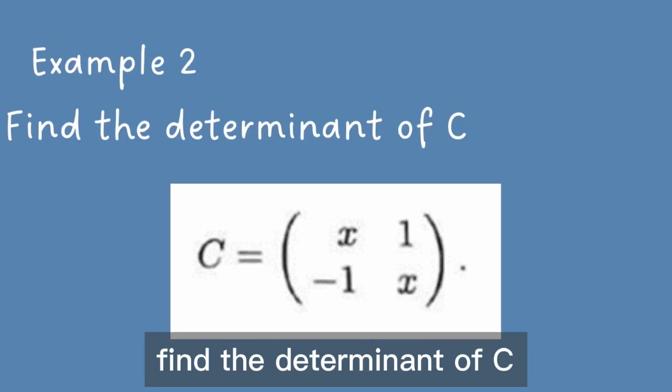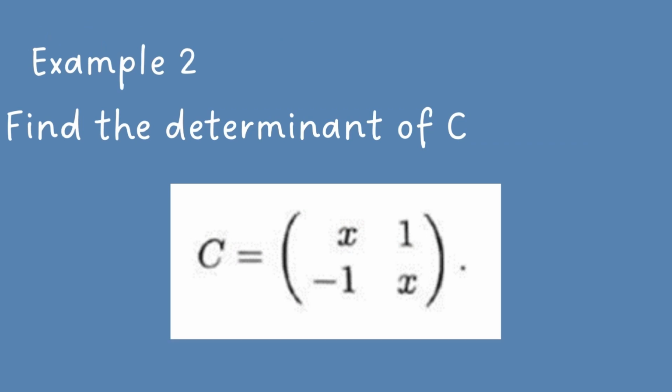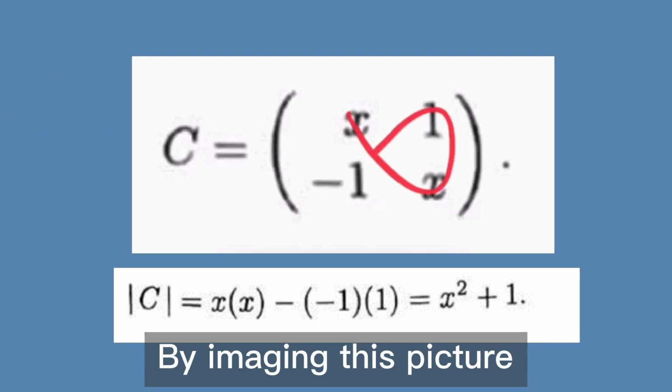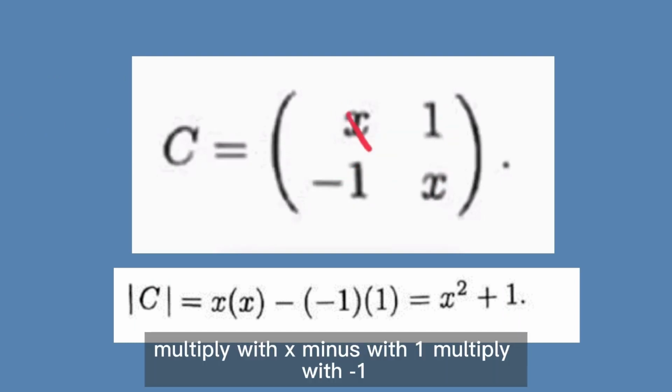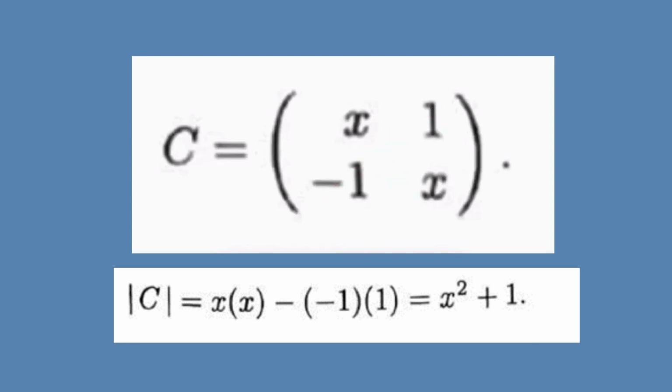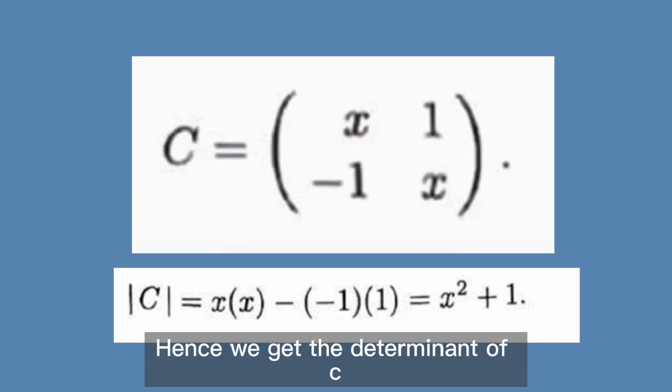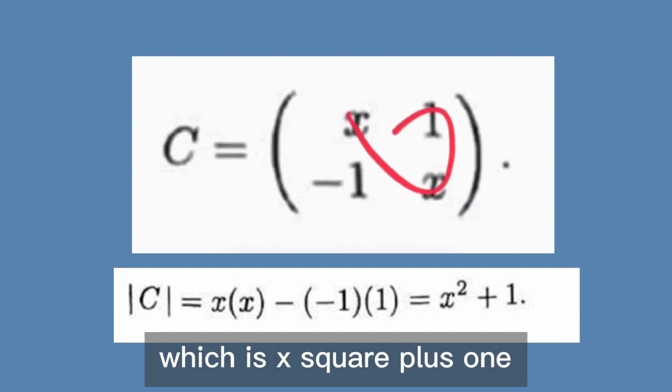Example 2. Find the determinant of C. By imagining this picture, we can start from x multiplied with x minus 1 multiplied with negative 1. Hence, we get the determinant of C, which is x squared plus 1.